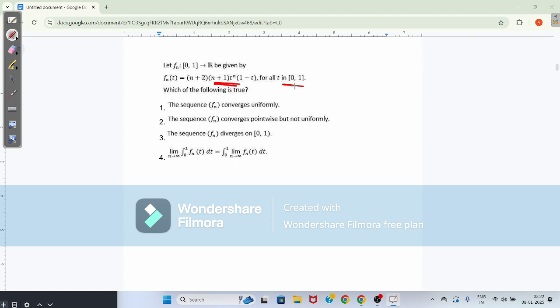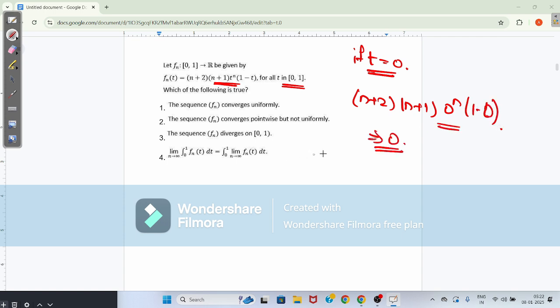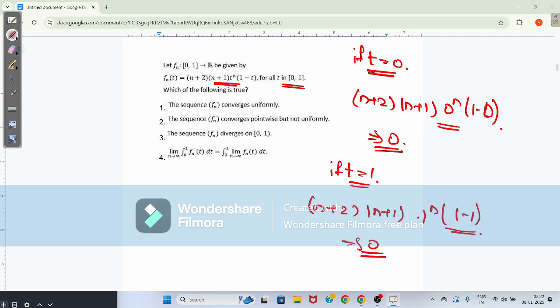Now we have to find this value. Consider t equal to 0 here, substituting in n plus 2 into n plus 1, 0 power n into 1 minus 0. What will we get here? 0. If t is equal to 1, we get n plus 2 into n plus 1 into 1 power n into 1 minus 1. This value equals 0, so this is also 0. When you put these two values, the value becomes the same, so it converges pointwise.